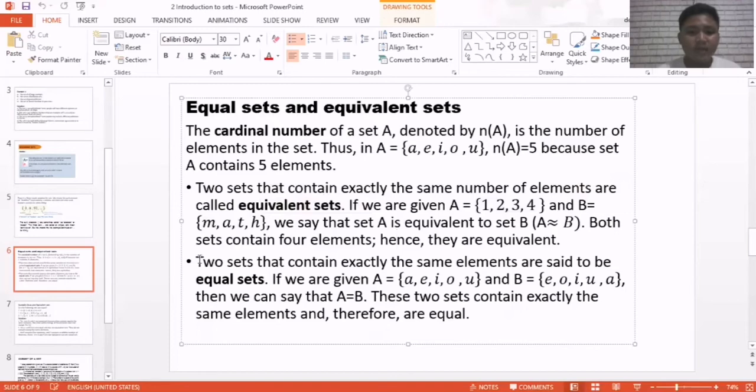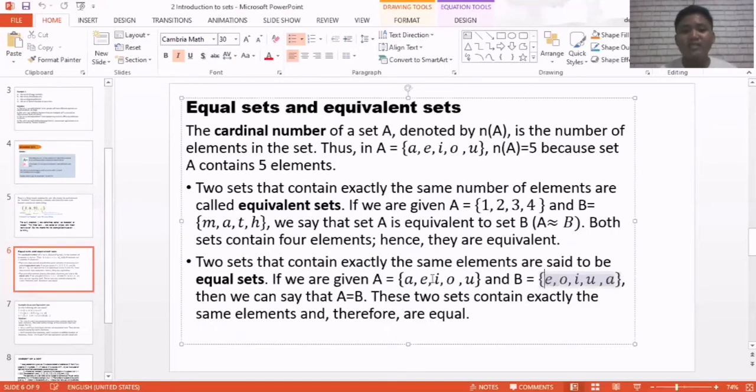Now, let's proceed with two sets that contain exactly the same elements are said to be equal sets. Dapat exactly the same. Same elements na nasa loob. Kahit naka-scramble lang siya, basta same yung mga letters or numbers na nasa loob. Example, if we're given the set A, the elements are A, E, I, O, U. For set B, we have E, O, I, U, A. So, ganun pa rin. 5 sila dito, 5 din dyan, the same na letters yung ginamit dito.